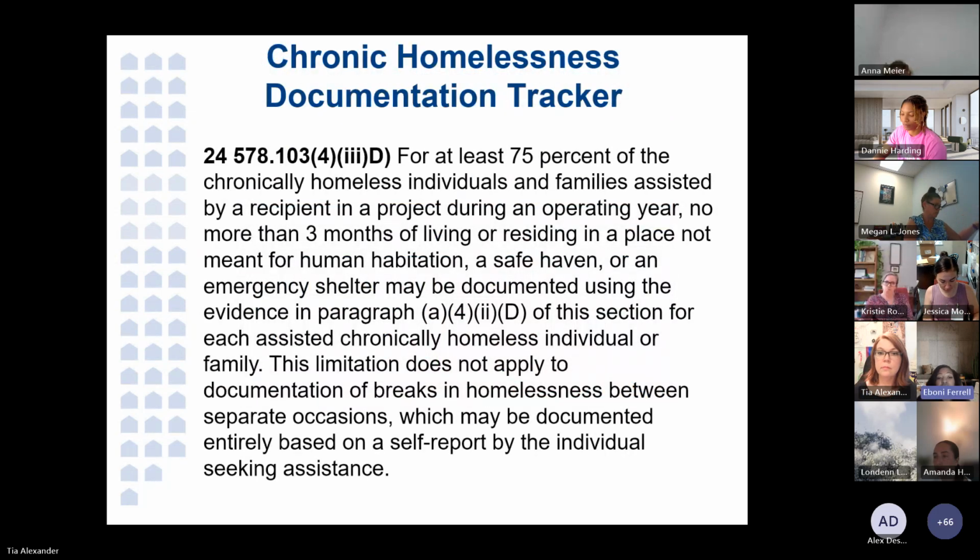Per the HUD regulations, a project must not have more than 25% of chronically homeless participants whose chronic homelessness status relies on self-certification for more than 3 of their 12 months. There is no limit to the number of breaks that can be documented by self-certification. 100% of all breaks can be self-certified.